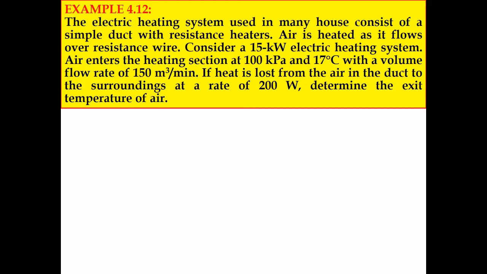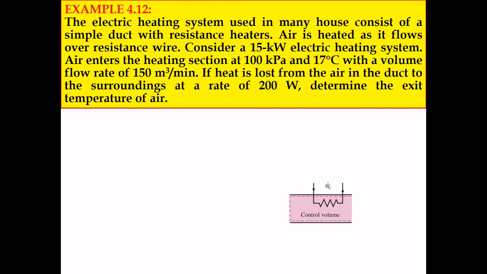Okay, example 4.12. The electric heating system used in many houses consists of a simple duct with resistance heaters. Air is heated as it flows over resistance wire. Consider a 15 kilowatt electric heating system. Air enters the heating section at 100 kPa and 17 degrees Celsius with a volume flow rate of 150 meter cubic per minute. If heat is lost from the air in the duct to the surrounding at a rate of 200 watt, determine the exit temperature of air.